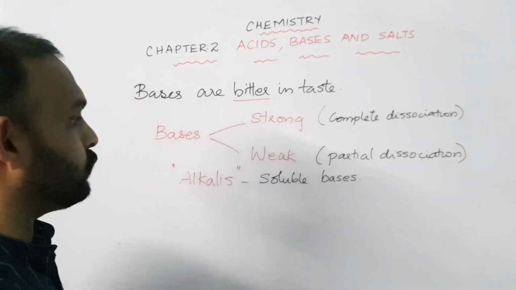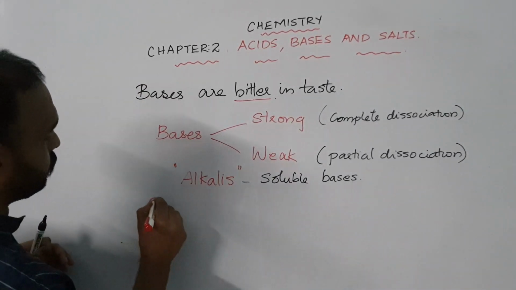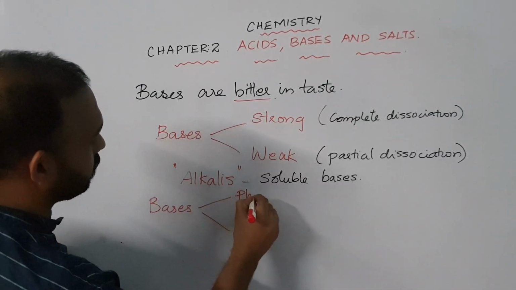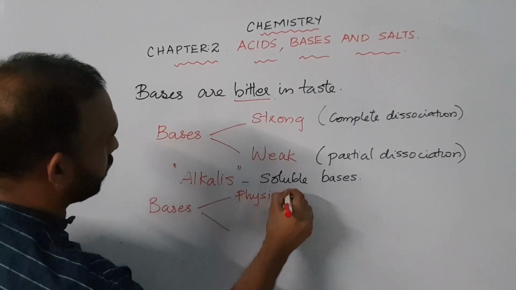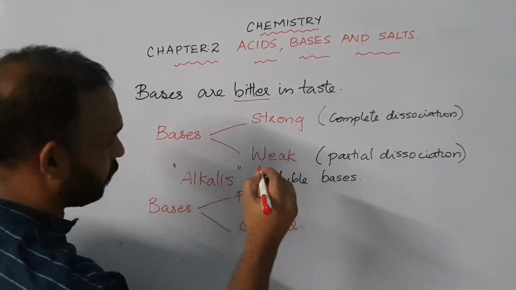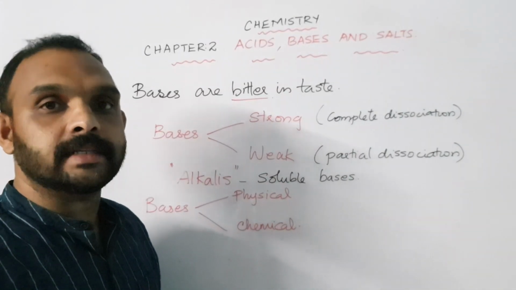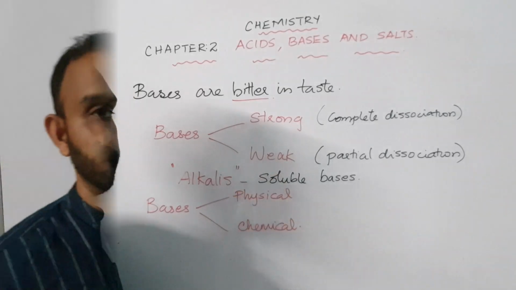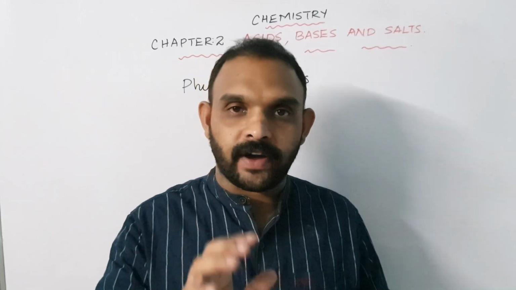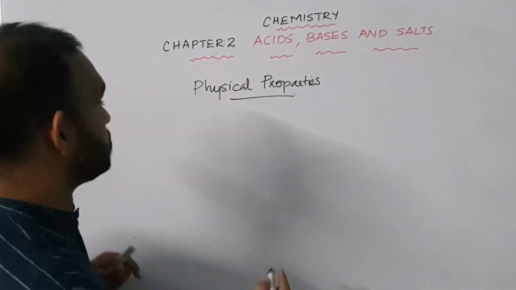Now let's move to the properties of bases. We have two kinds of properties for bases: physical properties and chemical properties. Let us see the physical properties first. There are 5 physical properties for bases. Let's see what those physical properties are.